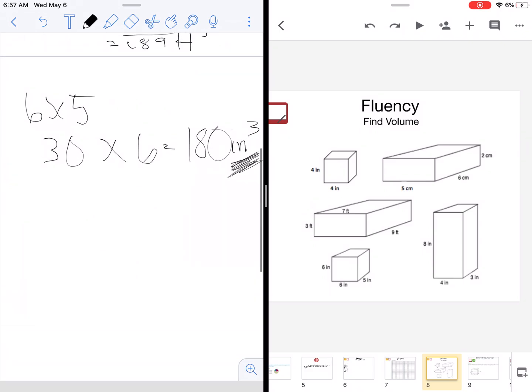And the last one is 4 times 3 times 8. So 4 times 3 is, or 8 times 3, it doesn't really matter your order, 12 times 8, 96. But it's not just 96. It's 96 inches cubed. That is your last fluency practice for today.